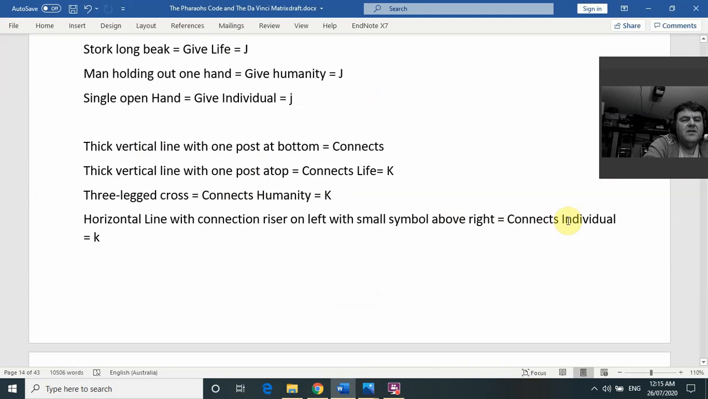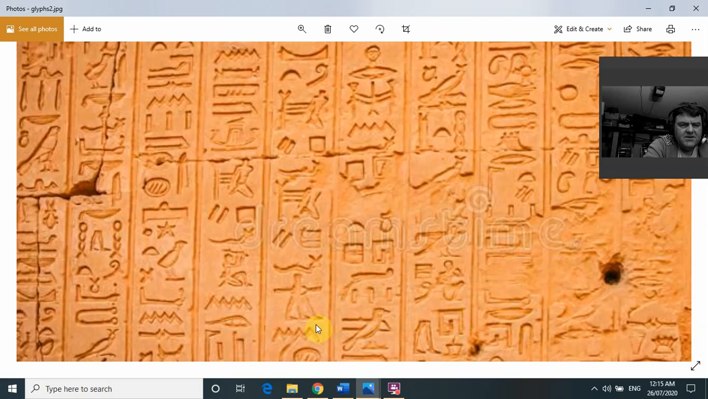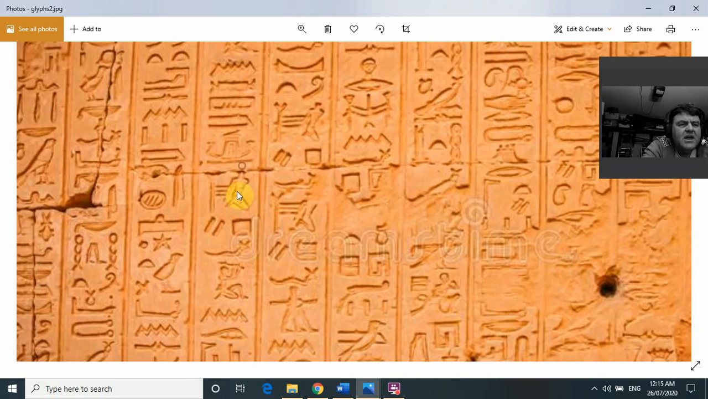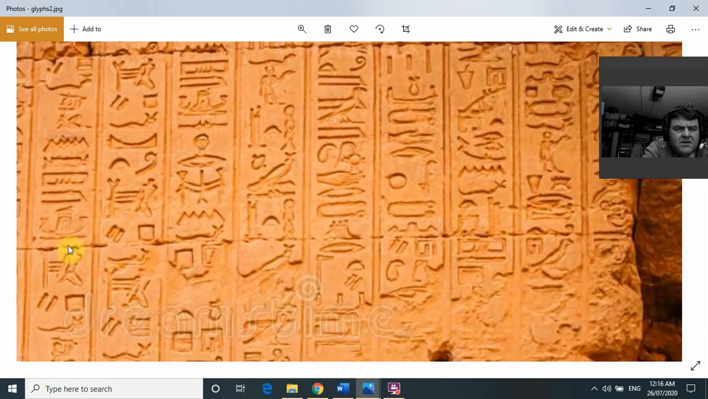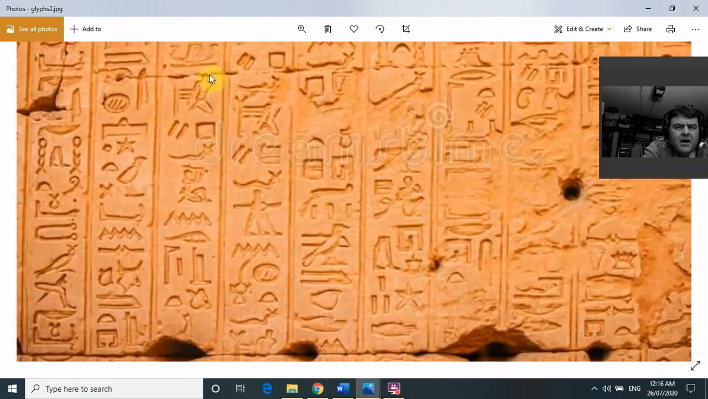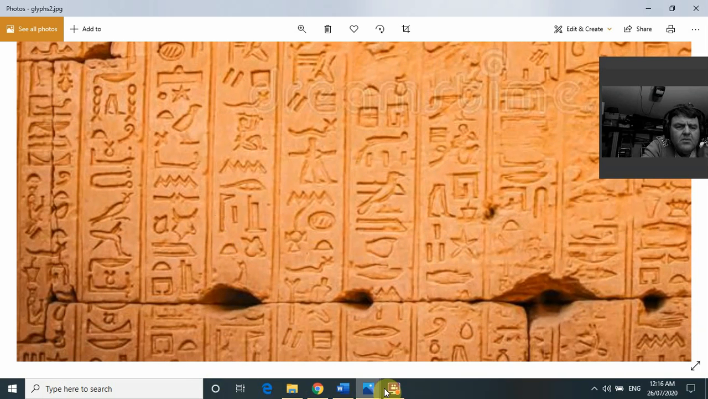And then with the connections of individuals, it's a horizontal line with a connection riser on the left and a small symbol above the right-hand side. Let's see if I can track down one of these fellows. So it's like the vertically positioned flag posts with the connection on the side, but it's laying down horizontally. Let's see. May not be.